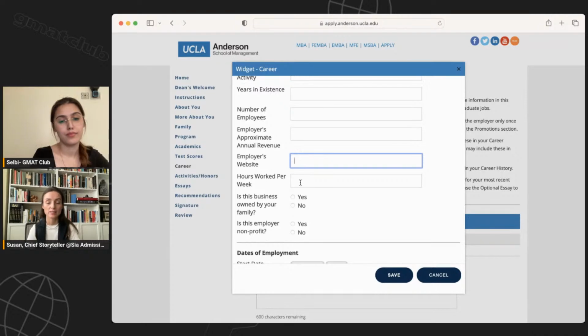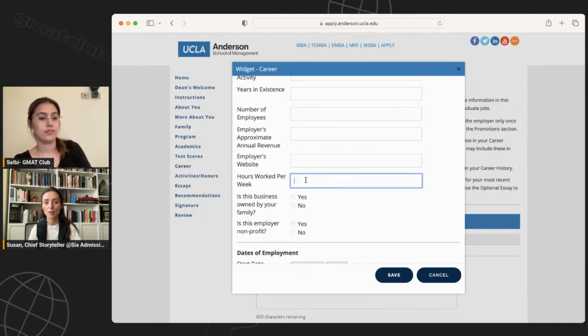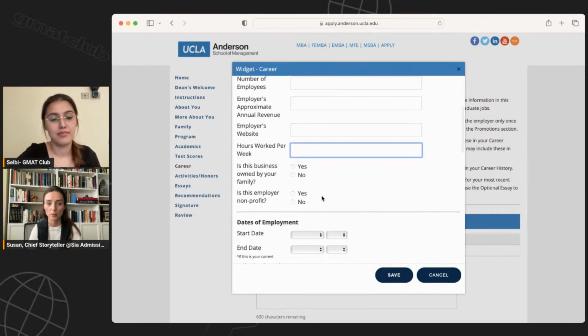Hours per week: is this full-time, part-time? Do you work 50 hours or do you work 80 hours a week? Numbers also help the admission team see, if your resume or your application is lacking extracurriculars, that you're actually working 80 hours a week. It may mean that you don't have a lot of time to engage in extracurricular activities, right? So this can definitely help you in presenting a full picture, especially if you're lacking in ECs at the moment.